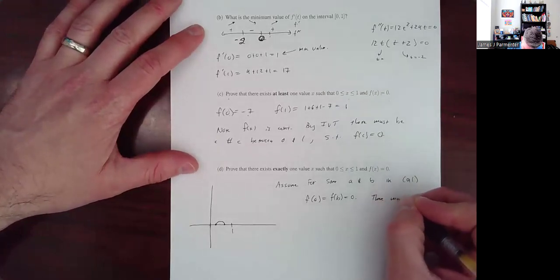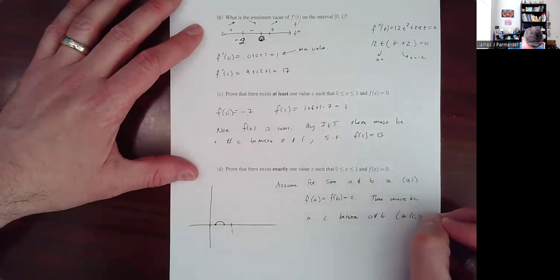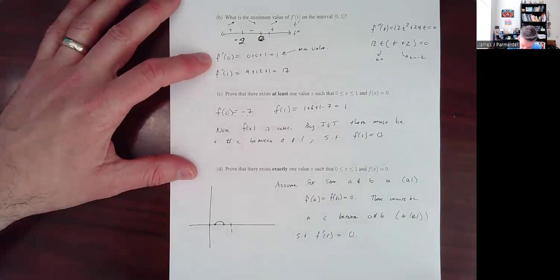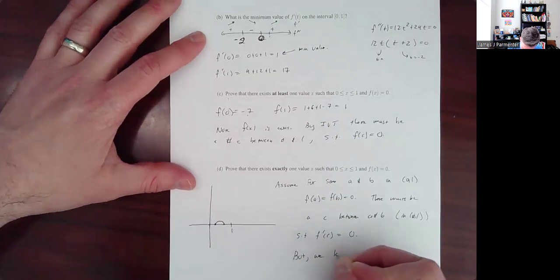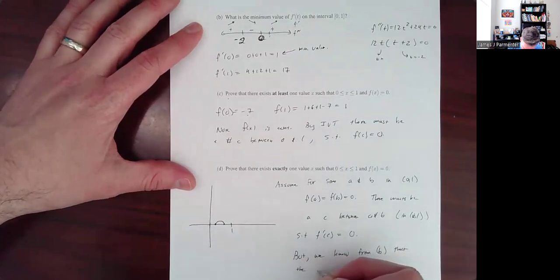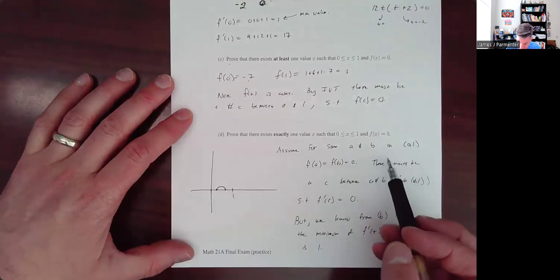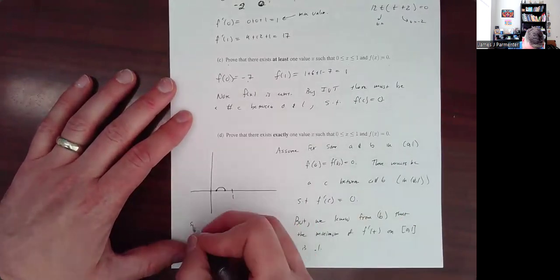So there must be c between a and b, which are in 0, 1, such that f prime of c is equal to 0. But f prime is equal to 12t times t plus 2. But we know from part B that the least possible value, the minimum value of f prime of t on the interval 0 to 1 is 1, which is bigger than 0. That's a contradiction, right? We said if there are two solutions, then there has to be a place where the derivative is 0, and then we're saying, but we know the smallest value the derivative can be is 1. That means this assumption here is not true. So there cannot be two solutions.